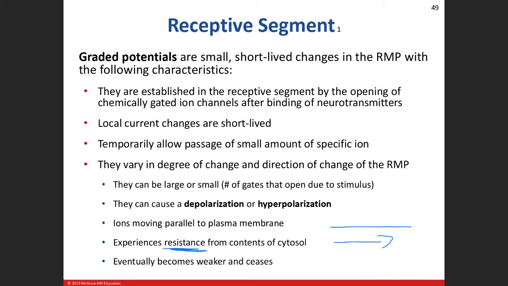Graded potentials are going to experience resistance from all the stuff that's found in the cytosol. So it'll become weaker and weaker, just like when you threw that rock into the pond. As the ripples got further and further away from where you threw the rock in, they became weaker and weaker, and then eventually went away. That's what's going to happen to a graded potential. That's why they're short-lived, and they're local. They don't travel throughout the whole neuron. They're only found in the dendrite and also in the cell body.